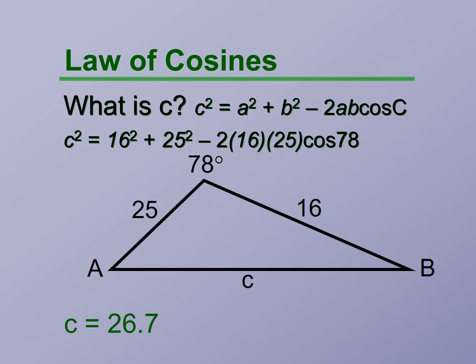So our a, which is going to be across from angle A, is 16. So I'm going to plug in 16 here. And then side b is across from angle B, so that would be 25. That will plug in here. Minus 2ab, so 2 times 16 times 25, cosine angle C. And angle C is across from side C, so it would be cosine 78. I will put all of that into my calculator, making sure that I'm in degree mode because we're dealing with degrees. And then I will square root that answer, and I get the solution 26.7 for side C.